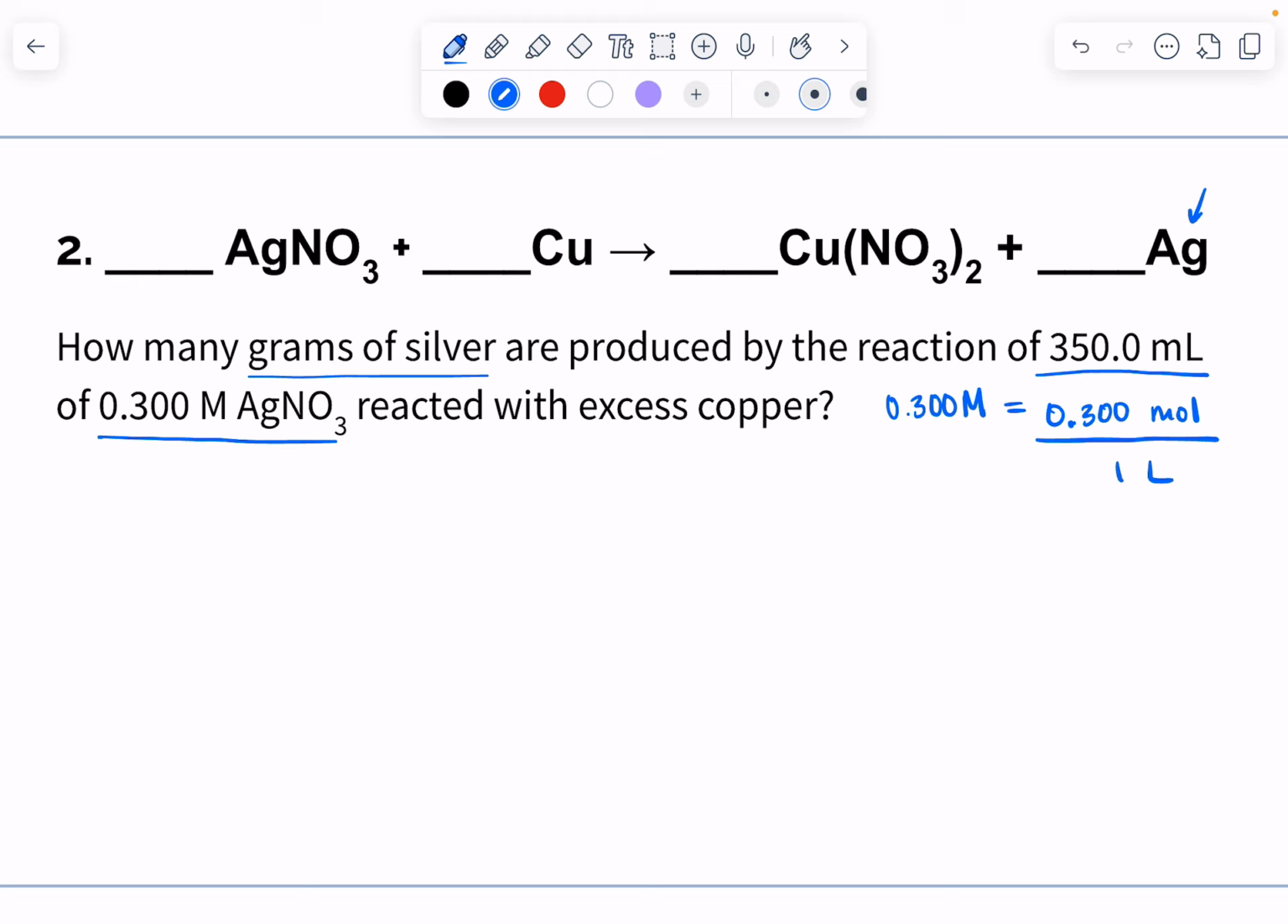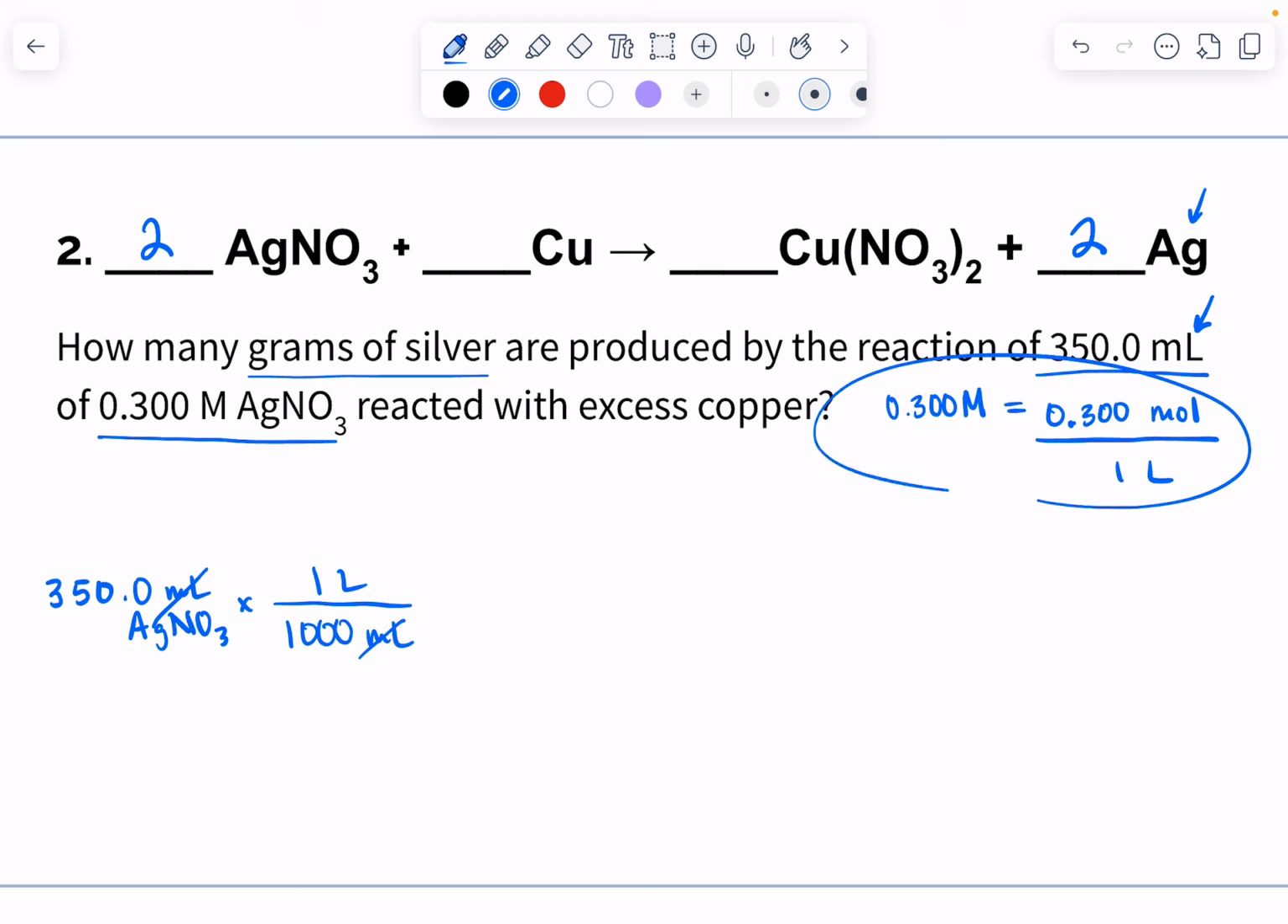Now, what's a little bit tricky about this problem is we're being given a quantity to start with in milliliters. So because we're in milliliters and molarity is measured with liters, we're going to have to do a unit conversion to get milliliters into liters. So let's get it started. Oh, and before we do that, we do have to balance the equation. So we should have those 2's in place there. So starting off with our milliliters of silver nitrate, we want to convert this first. 1 liter is 1,000 milliliters.